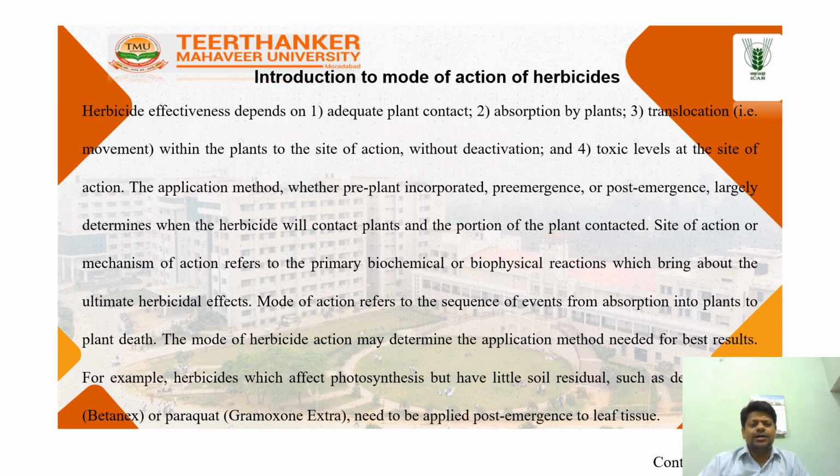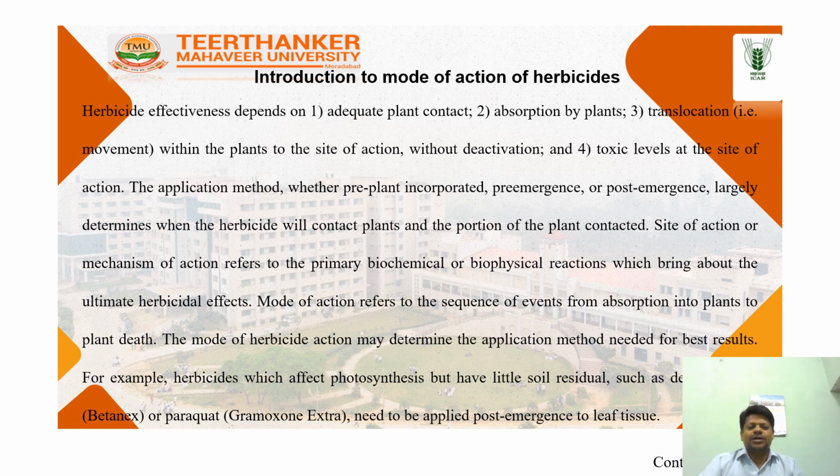Herbicide effectiveness depends on, number one, adequate plant contact, absorption by the plant, and translocation, for example movement within the plant to the site of action without deactivation, and at a toxic level at the site of action. But this point is more responsible for the herbicide being effective at killing the plant. More of this character should be present, otherwise the plant will not die.